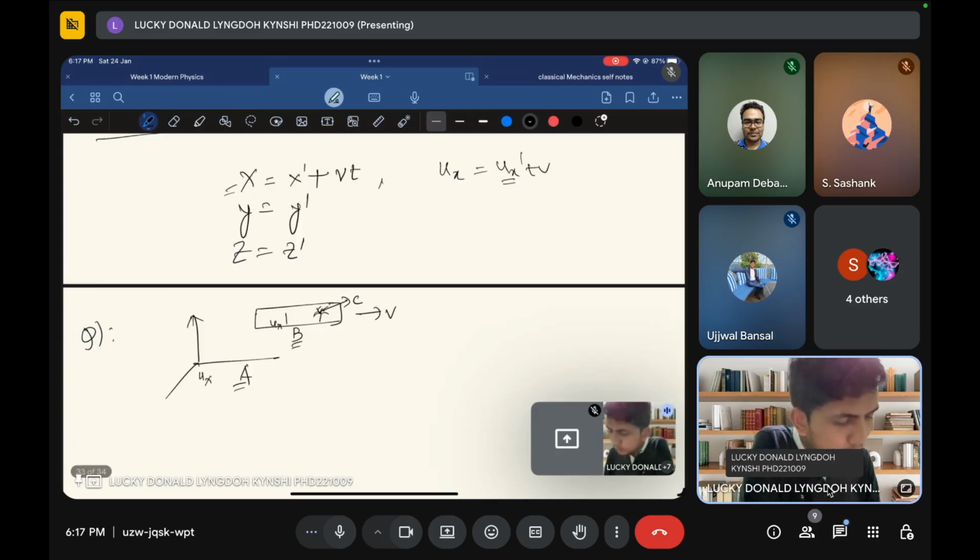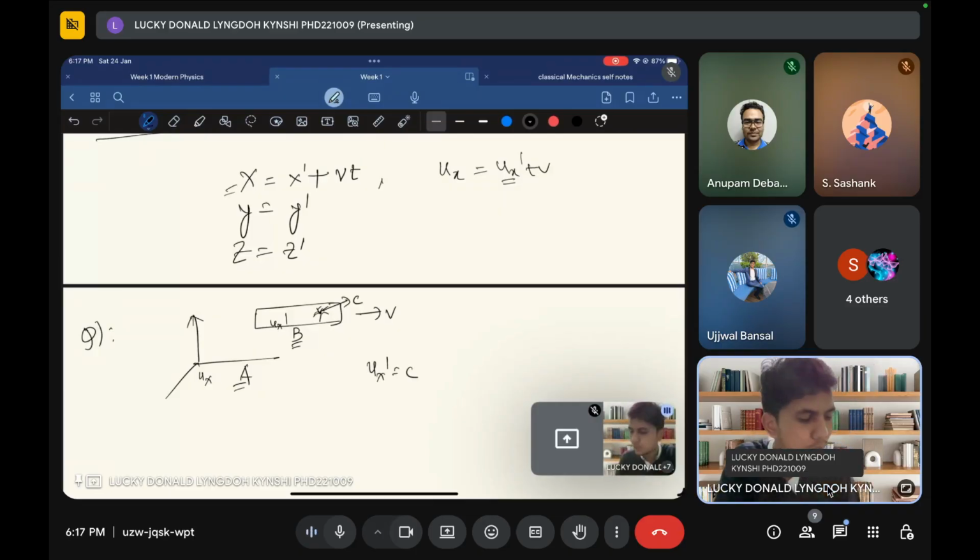Since this guy is holding a light bulb, and there is a light moving with the speed of light c, you will get u of x prime is simply c, because the event is in the frame S prime, and let's say this is S. So there is a light inside the train, and this train is moving by the velocity v. Any event measured by B will be simply c, the speed of light.